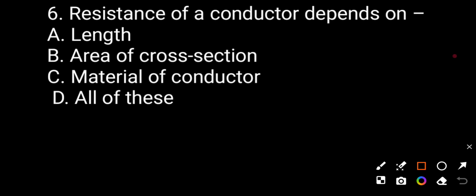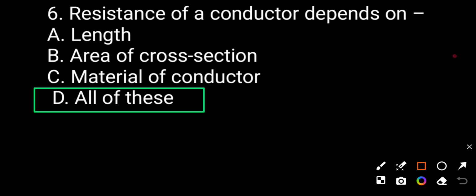Resistance of a conductor depends on option A length, option B area of cross section, option C material of the conductor, option D all of these. The answer will be all of these.